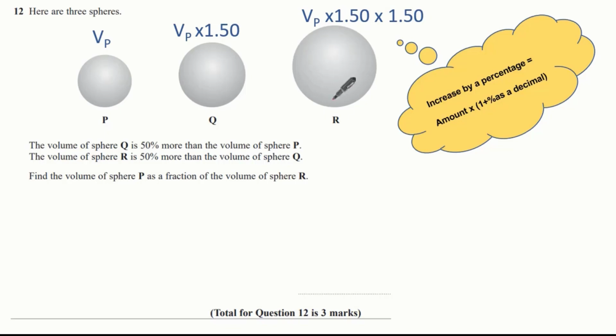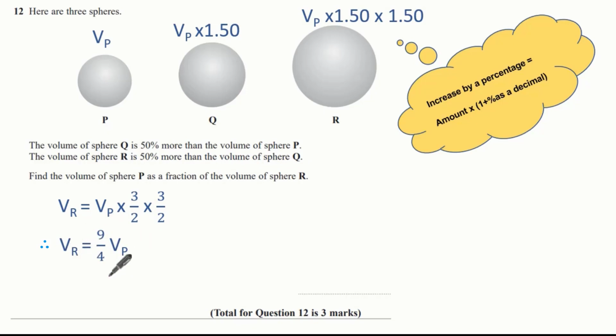Now, because it's a non-calculator exam, I'm simply going to write this using fractions because it's a little bit easier. The volume R is given by the volume of P multiplied by 3 over 2 by 3 over 2. Remember, these are equivalent to 1.5. Working this out, that means I know the volume of sphere R is 9 over 4 the volume of sphere P. But the question wants me to find the volume of sphere P as a fraction of the volume of sphere R. You'll notice I've done it the wrong way round here.